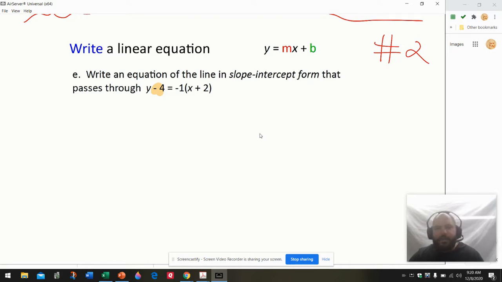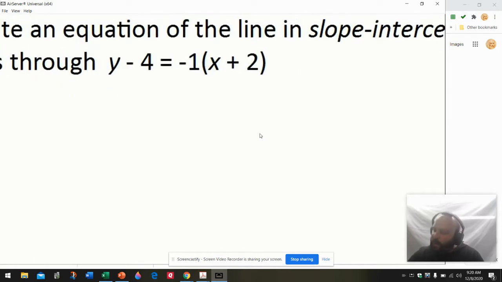The other thing that you do need to notice, though, is that there's a set of parentheses over here. We cannot leave a set of parentheses in here because if you look at slope-intercept form, there's no parentheses in there. So there's two things that we need to clean up in this equation. We need to clean up the set of parentheses, and then we need to get rid of that -4. Now, we are going to actually clean up the parentheses first. And the way that we're going to clean up the parentheses is we're going to distribute that -1 to both things. So when I do that, I end up with y minus 4, still the same on the left, but then I get -x minus 2.